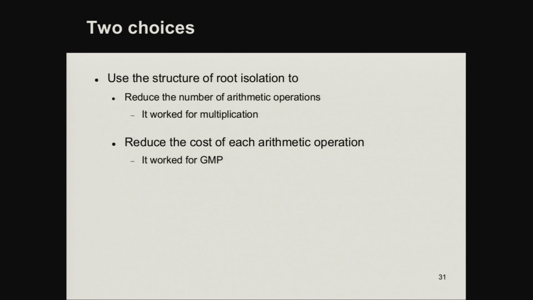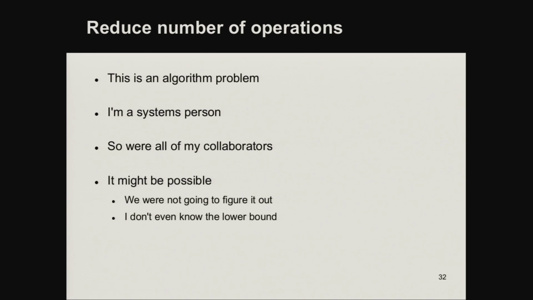So we've got 2 choices right now. We can try to use the structure of the computation to reduce the number of arithmetic operations. It worked for multiplication, and basically it works for everything, where you try to come up with some better time complexity. So maybe we could do that. But our other choice is we can just reduce the cost of the arithmetic operations, and that has basically worked for GMP. Those are the 2 choices we have available.